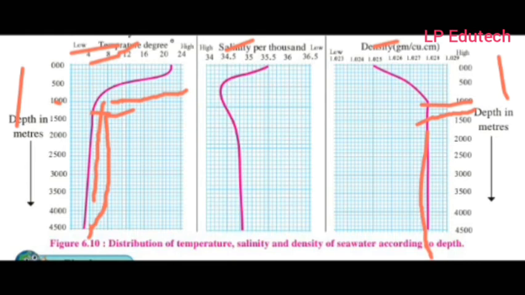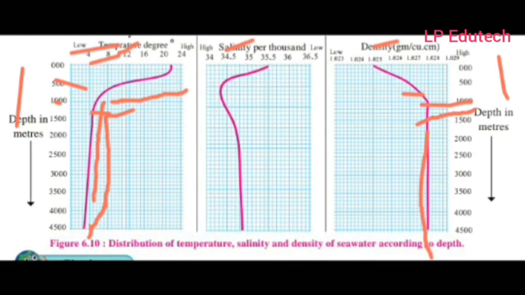Number 3, till what depth is the change in these factors higher? The higher change can be seen up to a depth of about 500 meters. About 500 meters, we can find the change, as it is the surface level of the seawater. So it is the penetration of the sun rays. So it affects the temperature, but after that, as we go down deep, we won't find the difference.